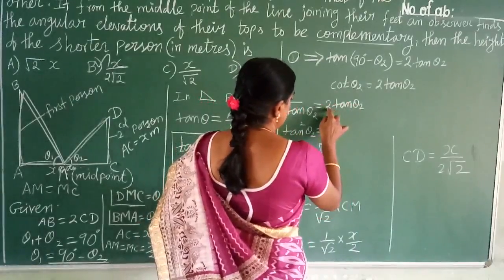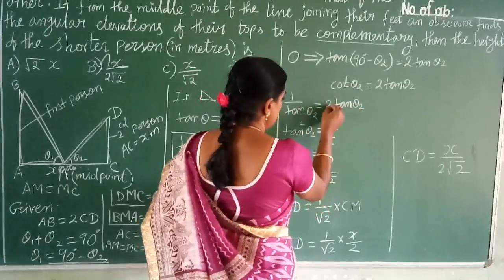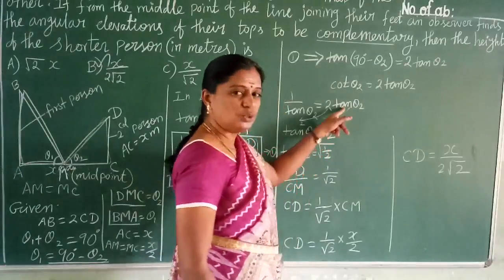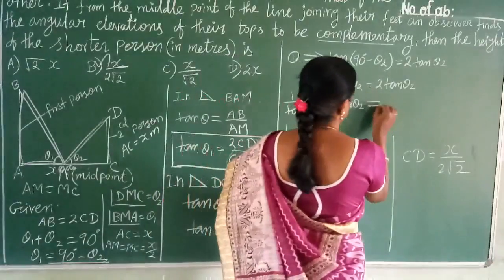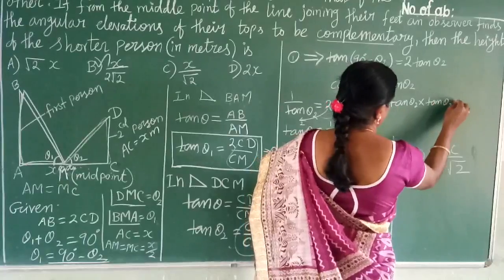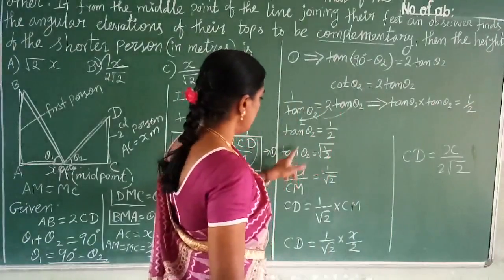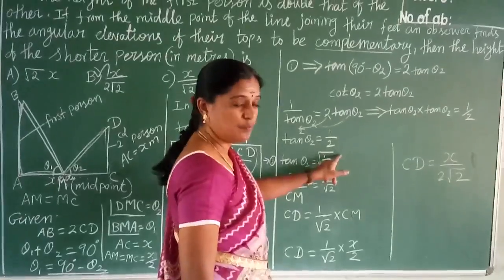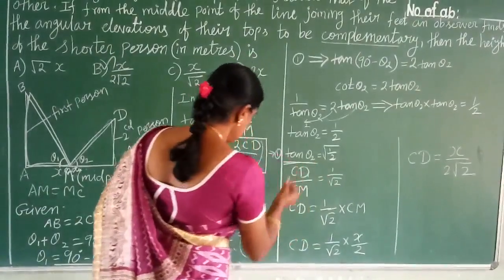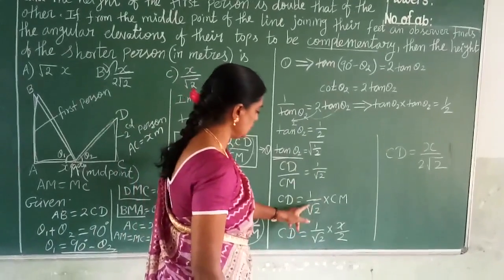Here 1 by tan theta 2, the 2 comes as a denominator, and the tan theta 2 goes to the numerator. So tan theta 2 into tan theta 2, tan theta 2 whole square, is equal to 1 by 2. Removing the square, we get 1 by root 2. Clear? So tan theta 2, which is CD by CM, is equal to 1 by root 2.